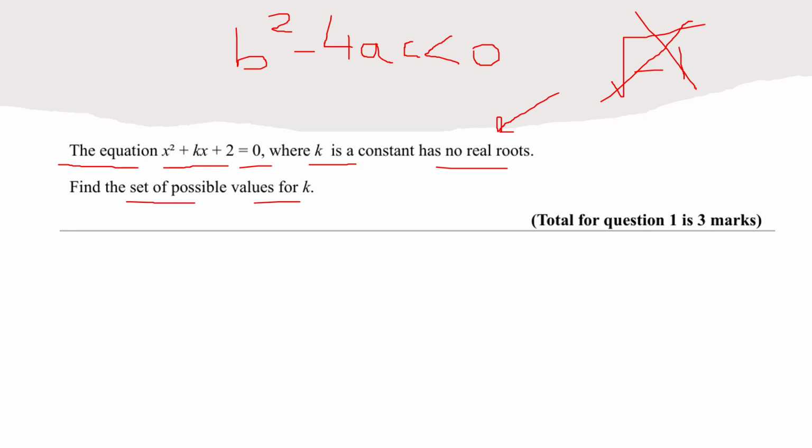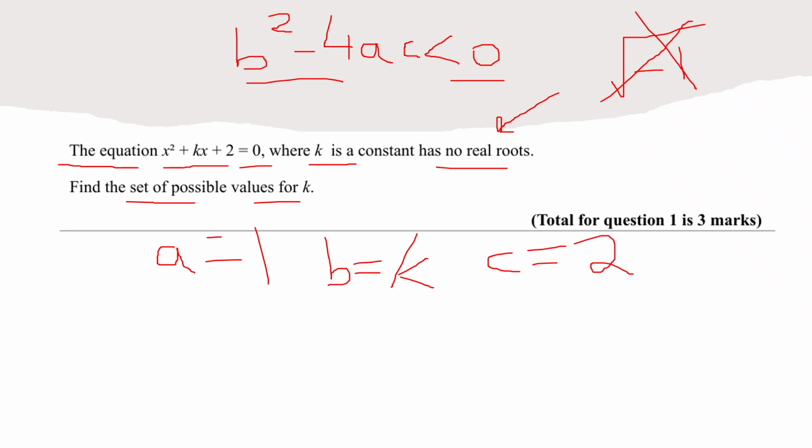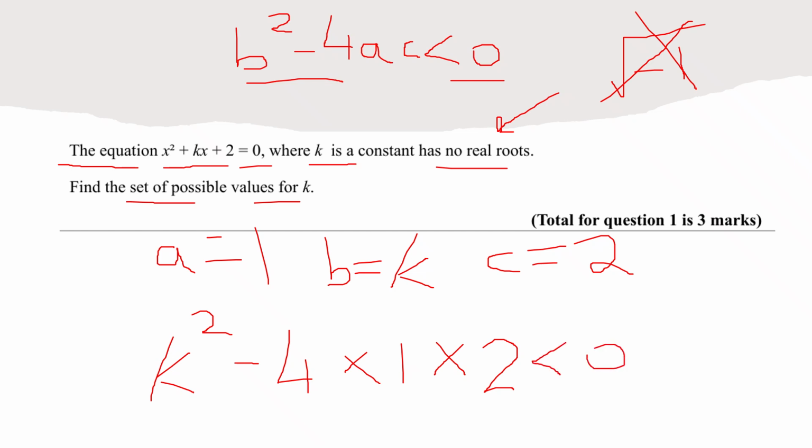So, the coefficient of x squared is 1, so a is equal to 1, b is equal to k, the coefficient of x, and then c is our constant, so c equals 2. I can now substitute these three values into here, creating my quadratic inequality. So what am I going to have? I'm going to have k squared minus 4 lots of a times c, and that is strictly less than 0. So we're going to have a quadratic now: k squared minus 8 is less than 0.